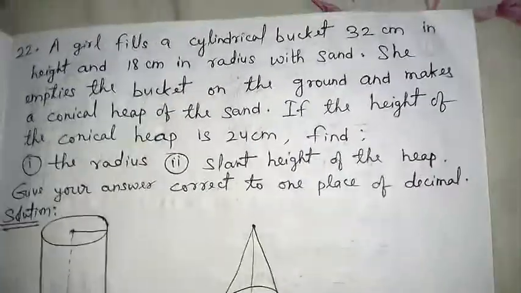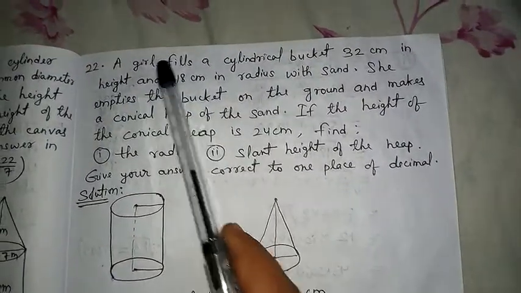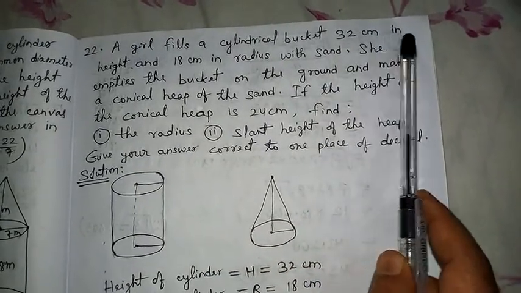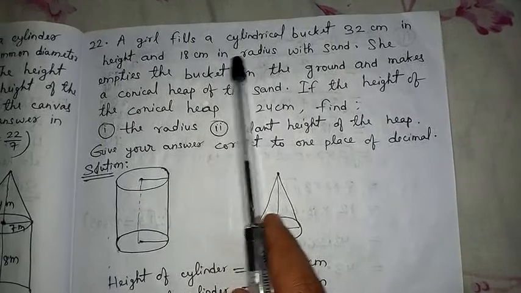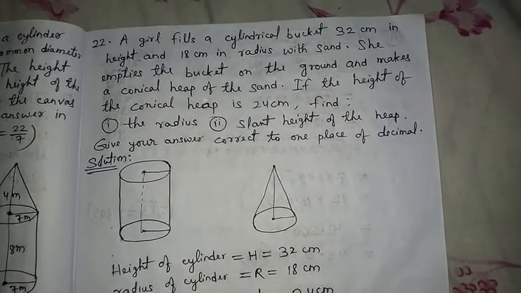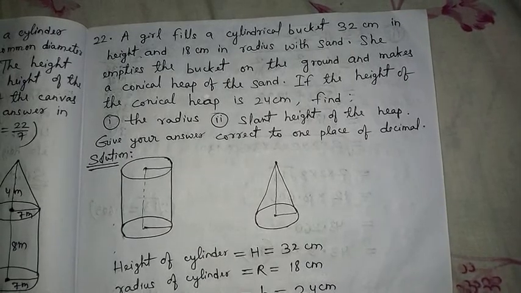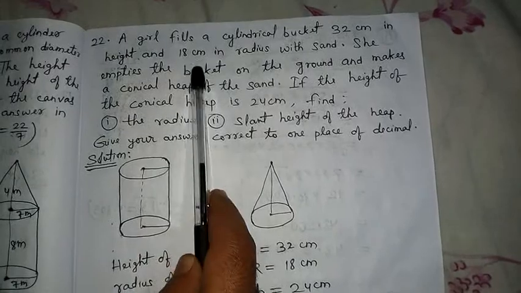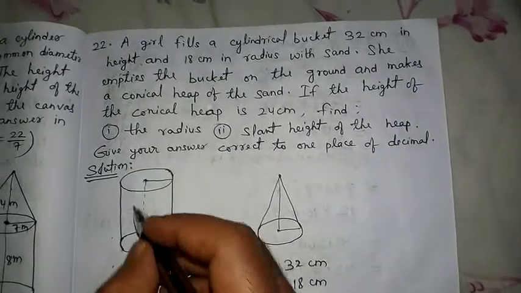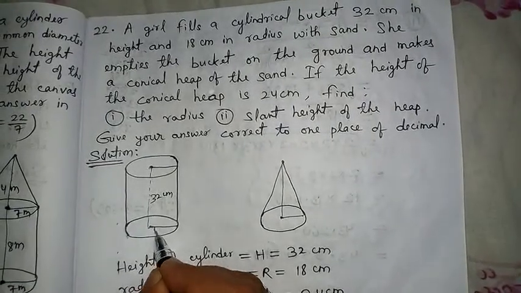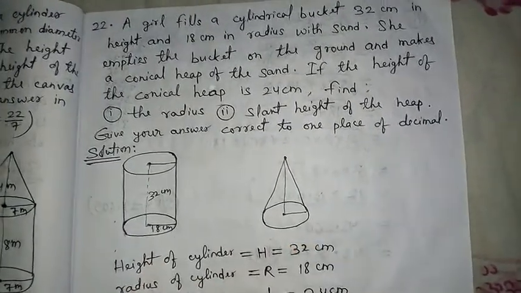This is our answer. Let us do one more question, children. A girl fills a cylindrical bucket 32 centimeter in height and 18 centimeter in radius. So the cylindrical bucket is here, 32 centimeter in height and 18 centimeter in radius. Sorry, 32 centimeter is the height and 18 centimeter is the radius.